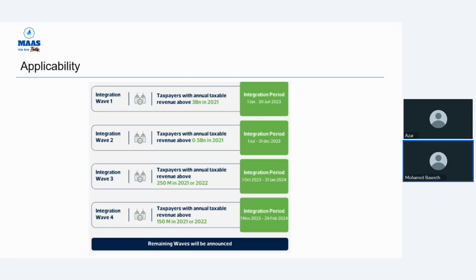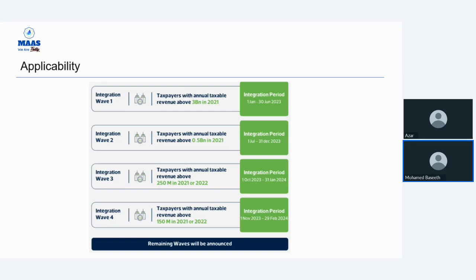And then we have wave 2, where the threshold is 500 million. If you had a revenue of 500 million in the year 2021, then you have to have your system integrated from the 1st July 2023, in the coming July, after 1 month. So that would be wave 2, if you have a revenue of 500 million in 2021.